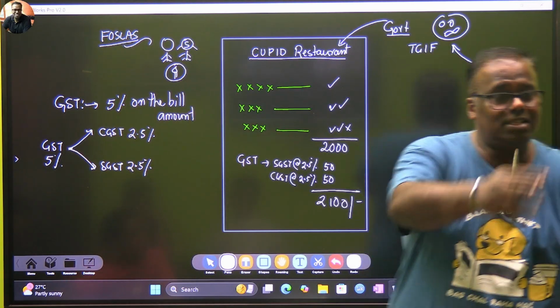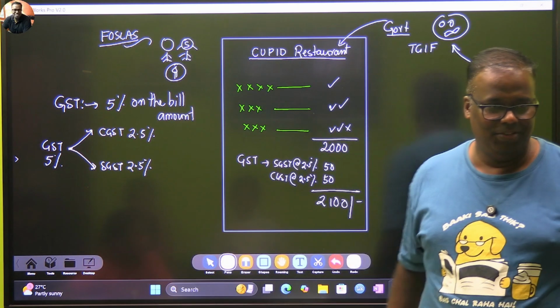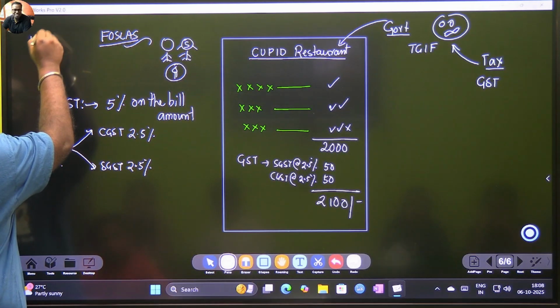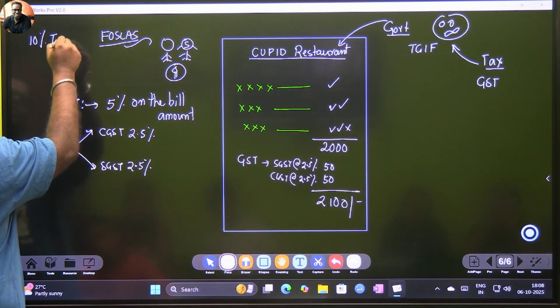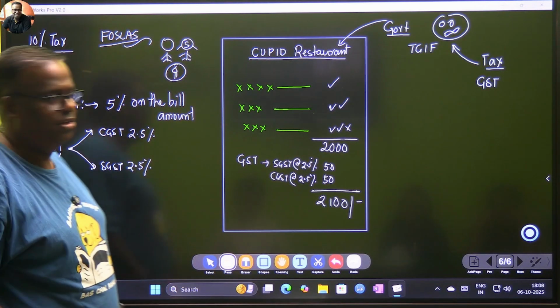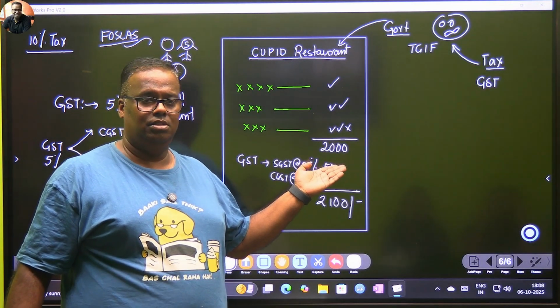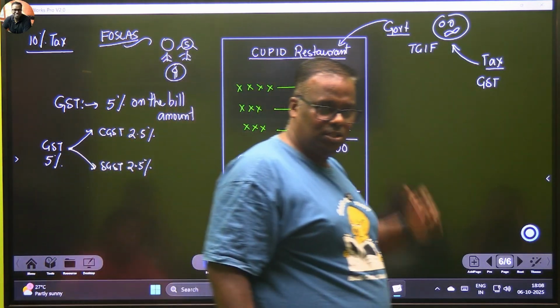Understood? So tax is also a percentage calculation. I could have said that this restaurant charges 10% tax. This is some other country where the tax is 10%. So our fellow will pay how much? 2,200. Say 2,000 is the bill.